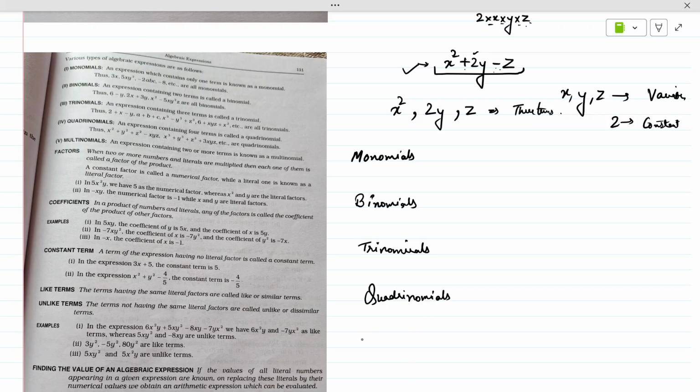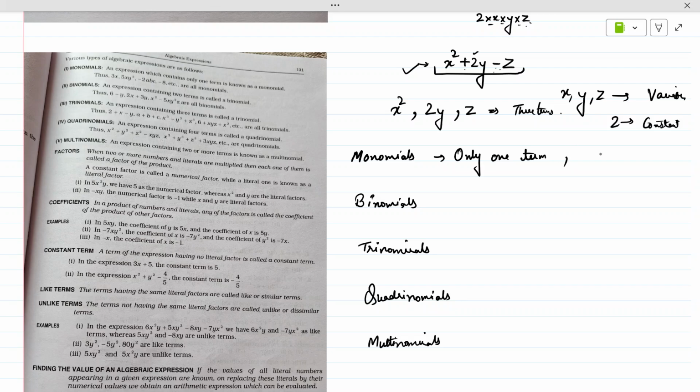And the last we have multinomials. Okay, so now to understand what a monomial is, whenever we have any algebraic expression which contains only one term, it is called a monomial.